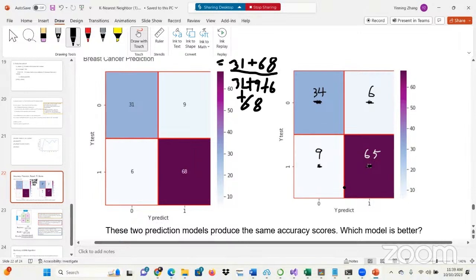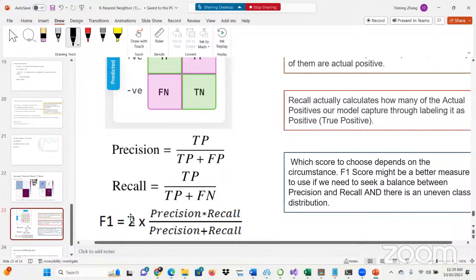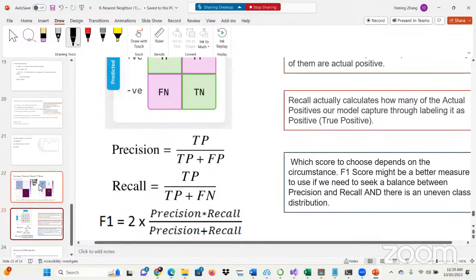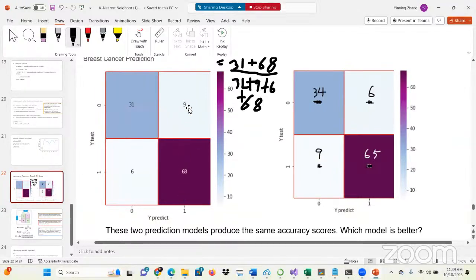So here we introduce some other metrics. They're called precision, recall, and F1 score. Recall, in simple words, wants to see, in those truly breast cancer cases, how many were predicted correct? And precision means, for all those predicted correct, how many are true cases?